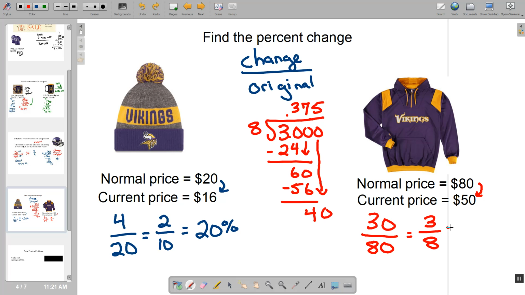375 thousandths is the percent, 37.5%. And that is percent change. Not an easy concept, but really real-world applicable in many, many situations. As always, if you have any questions, make sure you let me know.